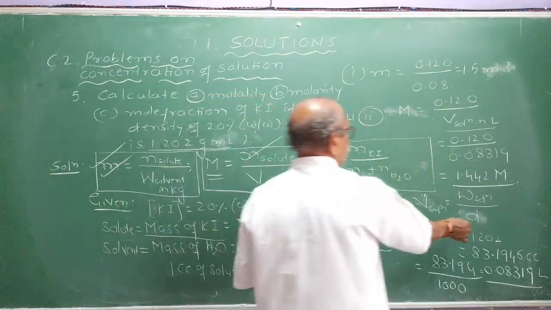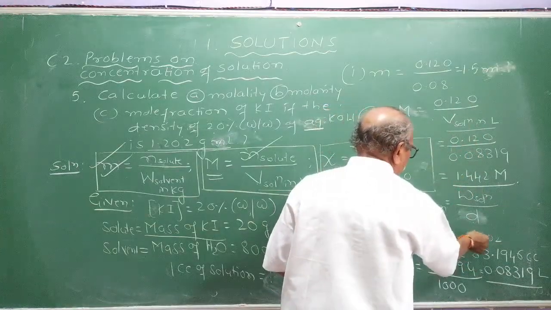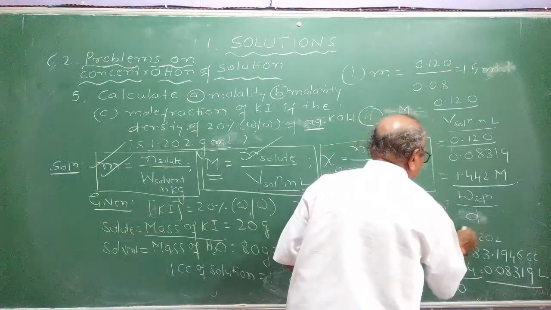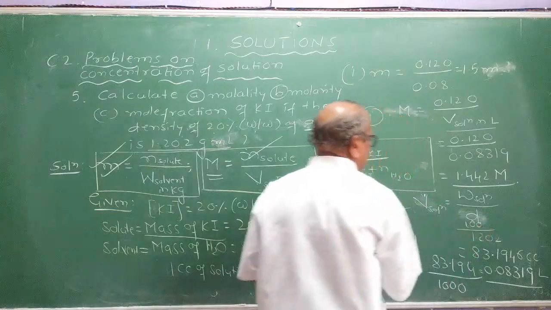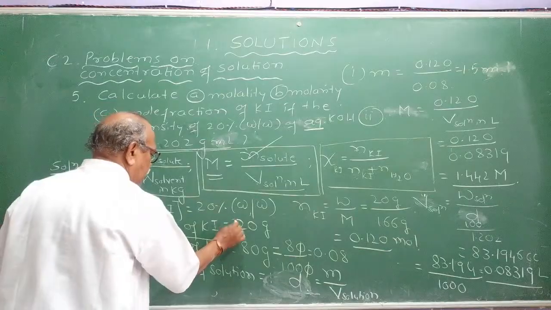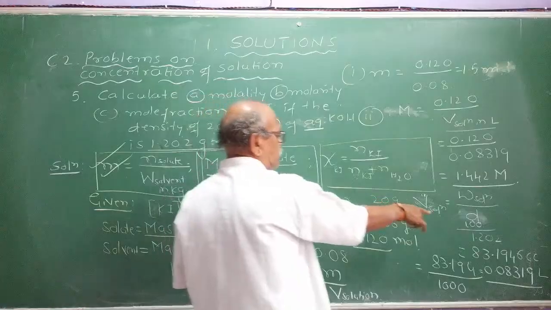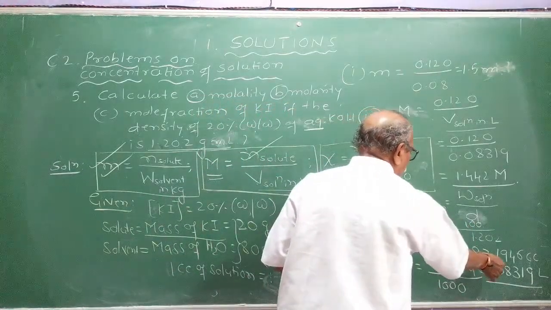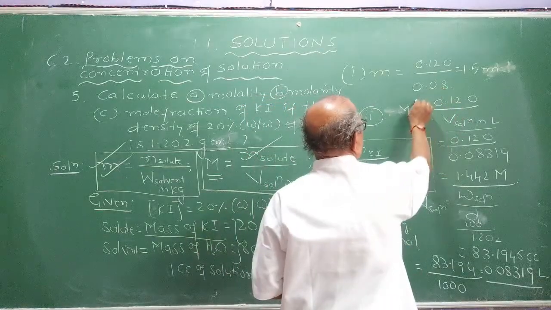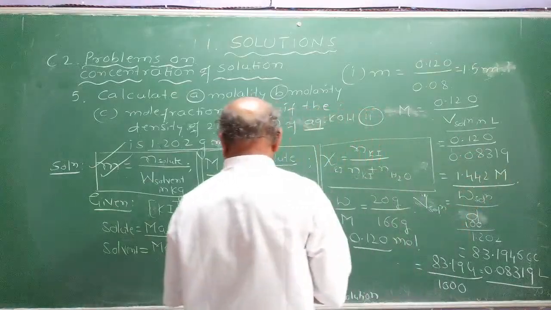So the density of the solution is given, substitute the value of density, 1.202. The mass of the solution will be 100 grams, as it is a percentage. So the mass of the solute is 20, the solvent is 80, 80 plus 20, you have to take the mass of the solution. 100 divided by 1.202 gives so many cc, convert it to liter, and now you can calculate the number of moles upon the volume of the solution in liter. You will get 1.442 M.